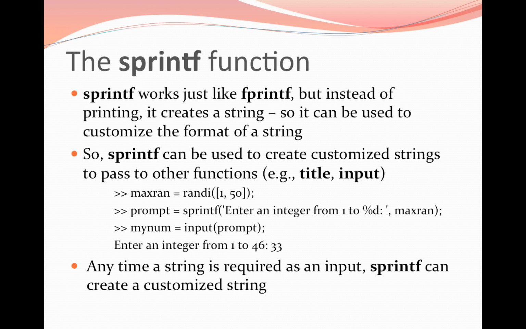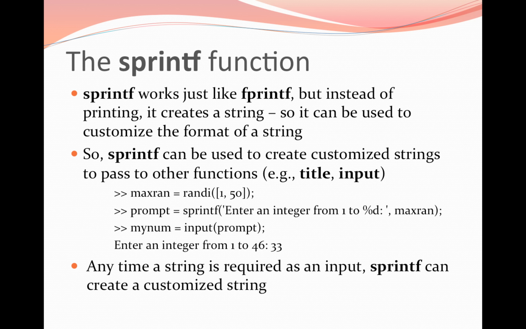A really useful function that works with strings is called sprintf. Now, sprintf works exactly like fprintf. We can call it in exactly the same ways, but instead of printing, what it does is it creates a string. So you can use that to create a string that is customized by formatting it. Then, once you've created your customized string using sprintf, you can pass it to other functions that expect a string as input. So for example, a title on a plot, or the labels on the axes on a plot, or the input function that expects a string as a prompt.